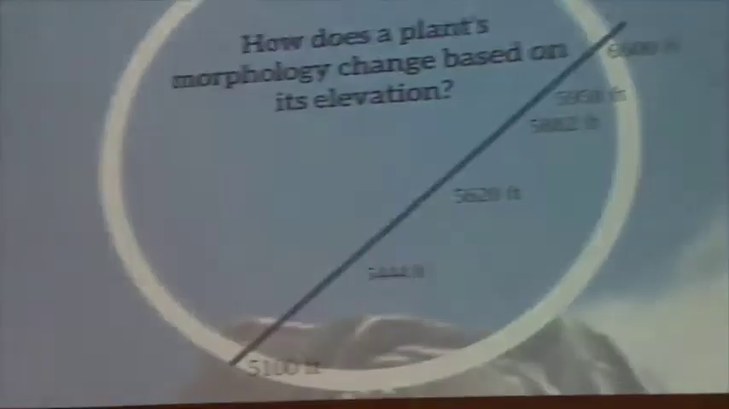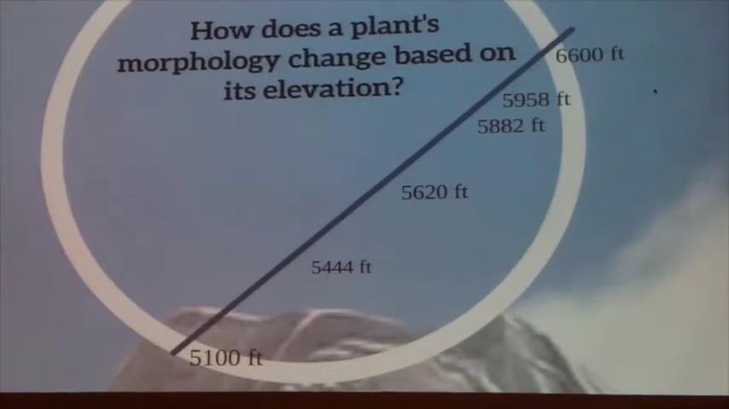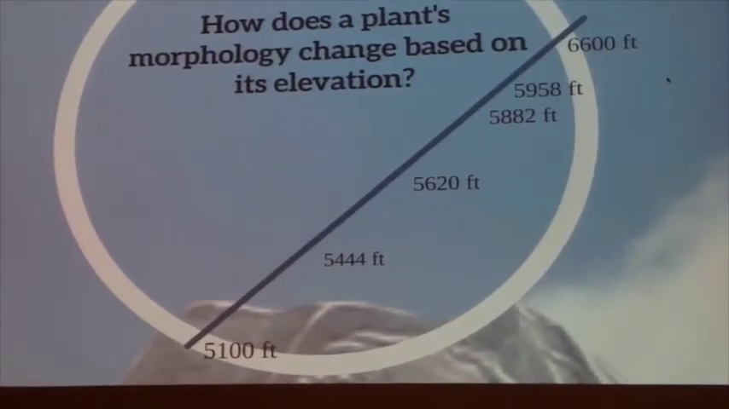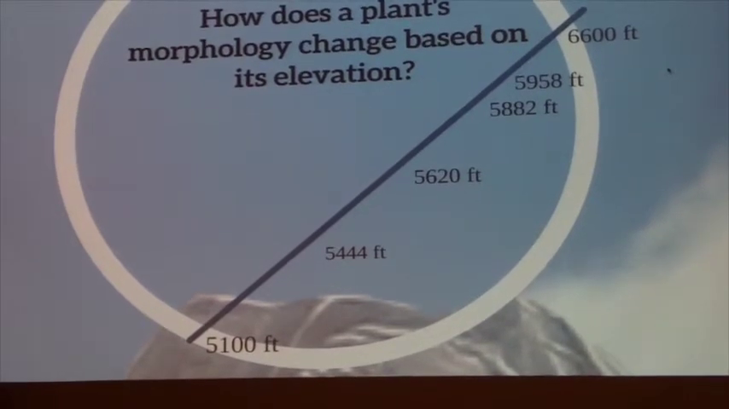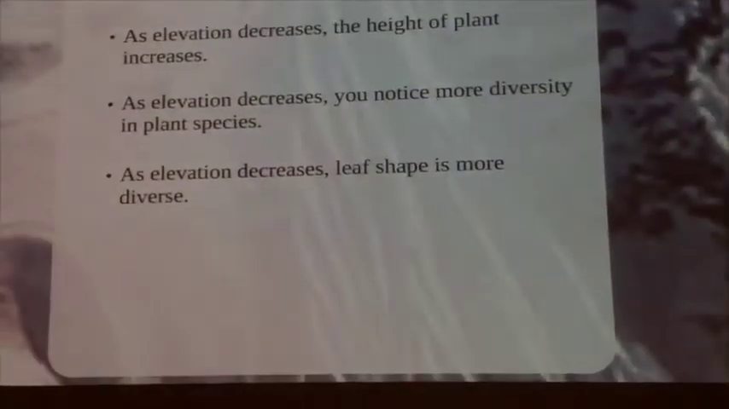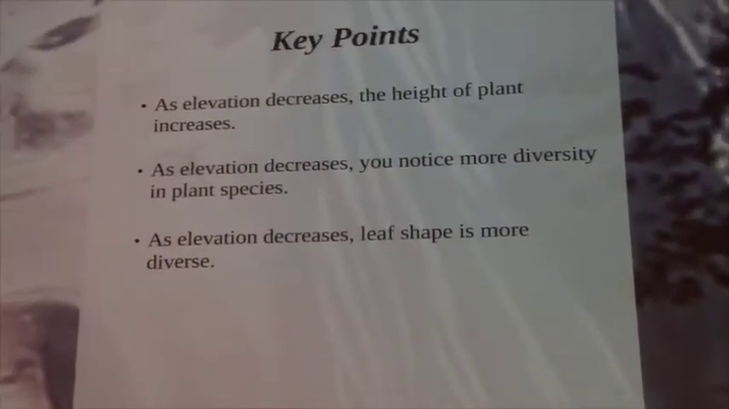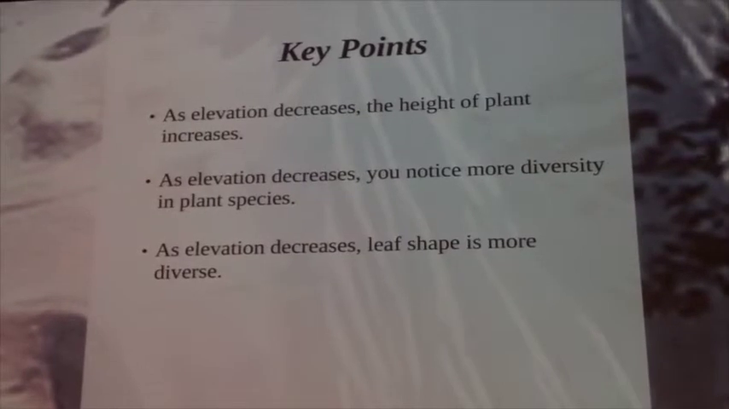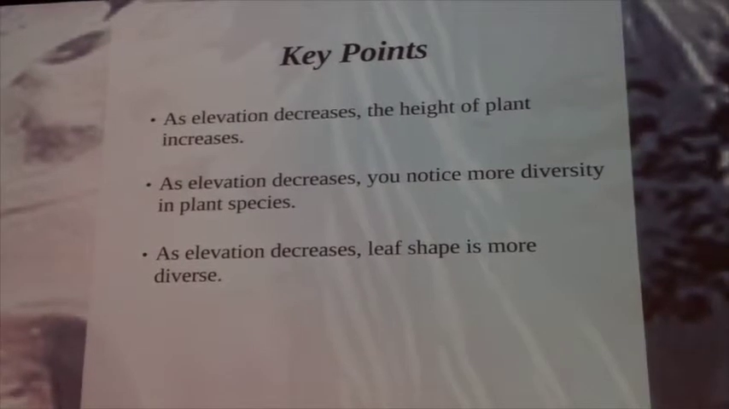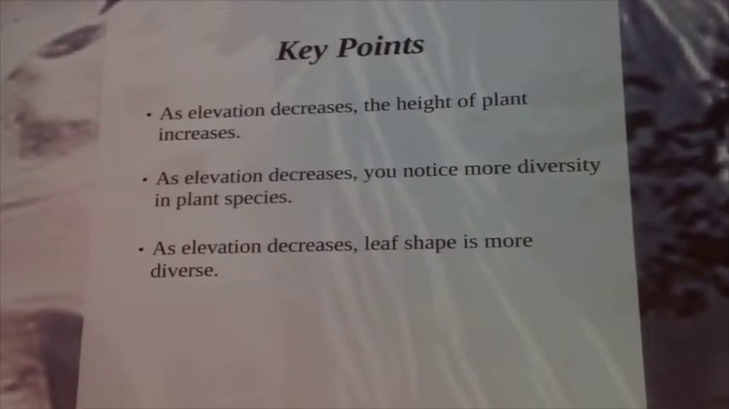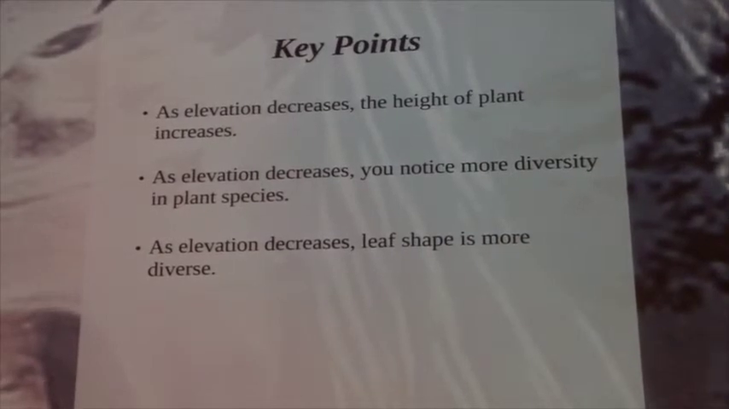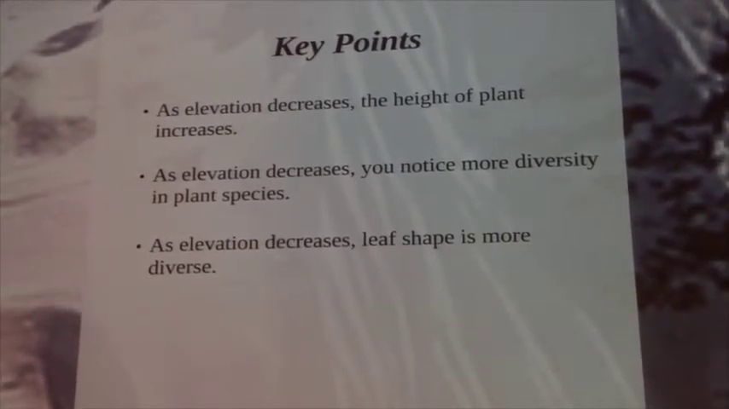Morphology, if you don't already know, means the definition of a plant, of how it looks: its color, its height, and everything that you can see and or study about a plant. The key points that our team tried our best to learn about were: as elevation decreases, the height of a plant decreases, and as elevation decreases, you also notice more diversity in plant species, and also as elevation decreases, leaf shape is more diverse.